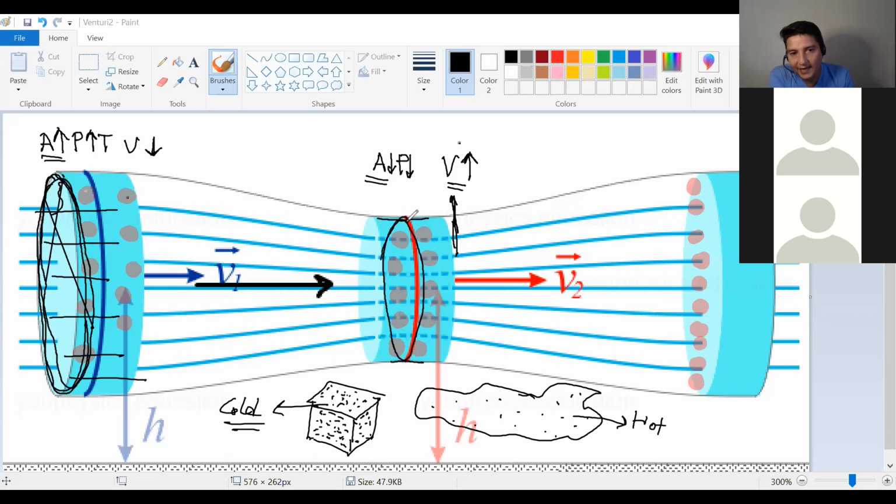Here, the area is less and 10 molecules are here. Here, the area is big, but 10 molecules are also here. So which one is tightly packed here? This is point A, this is point B. So at which point are molecules tightly packed? B.